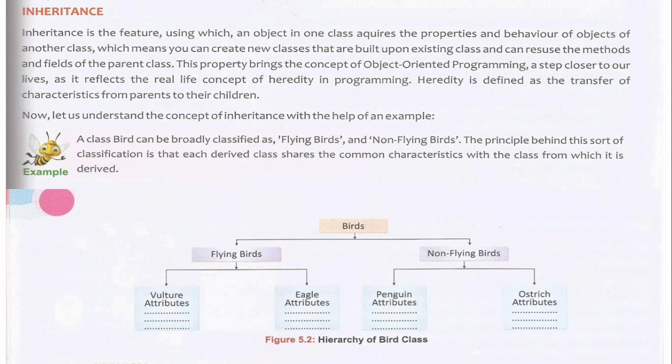First, let's talk about heredity. What is this word heredity? Heredity is defined as the transfer of characteristics from parents to children. I hope you have studied biology, and in biology you have studied that children acquire characteristics from their parents, yes or no? Your hair color, eye color, skin color, height, and different attributes of your body come from your parents, either from your mother's side or from your father's side.